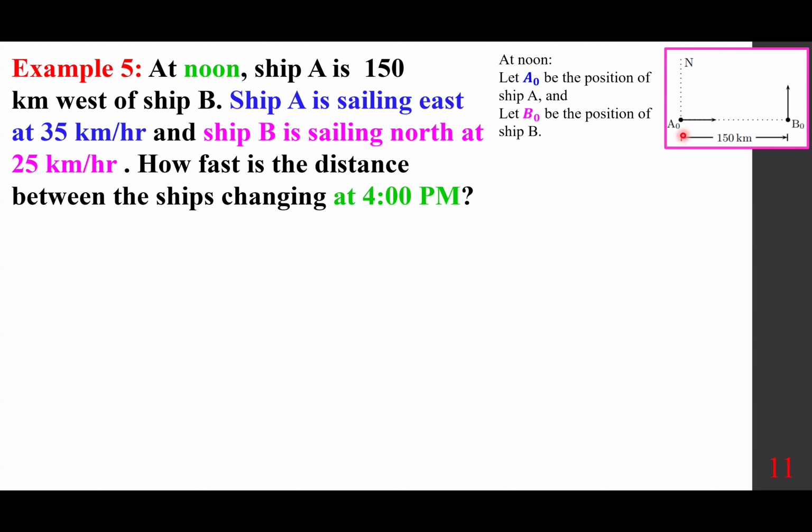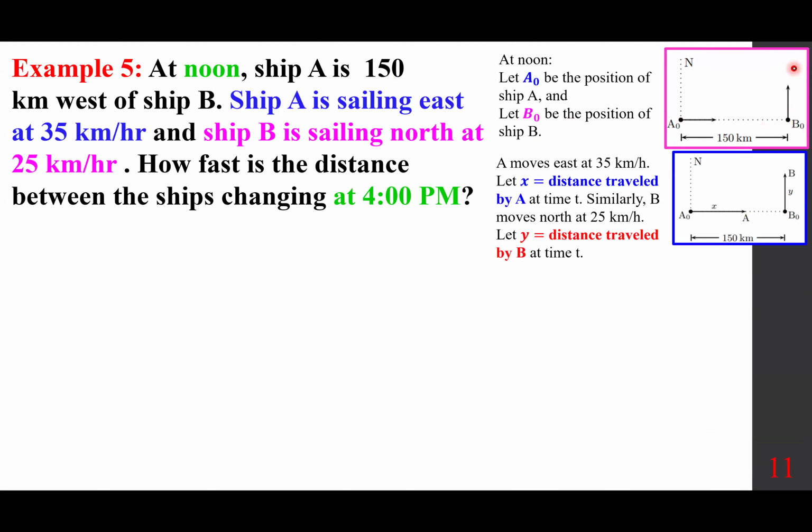At noon, let A sub 0 be the position of ship A, and let B sub 0 be the position of ship B to begin with, and they have a distance of 150 kilometers between them. And again, this moves this way, this moves that way. So A moves east at 35 kilometers per hour. Let x be the distance traveled by A at time t. Similarly, B moves north at 25 kilometers per hour. Let y equal the distance traveled by B at time t.